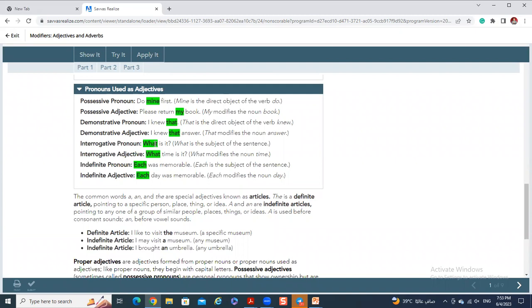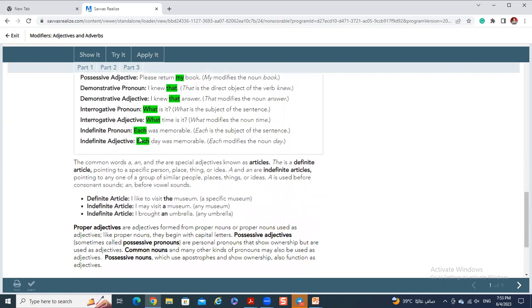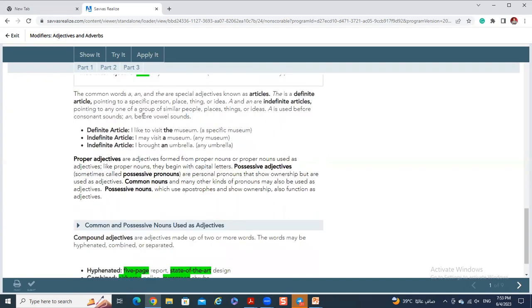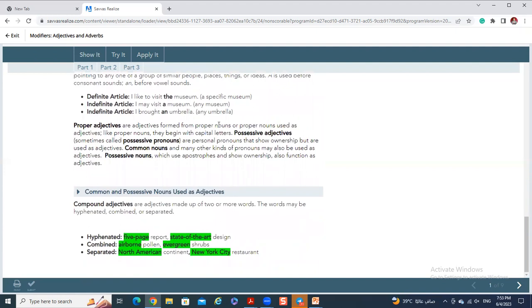The same thing here. "What is that?" This is an interrogative pronoun. How am I going to make it an interrogative adjective? Bring a noun after it: "What time is it?" The same thing for indefinite pronouns. Here, indefinite pronoun, not indefinite adjective: "Each was memorable." Each has nothing after it, but "each day," it's an adjective before a noun. We're not going to talk about the articles, and proper adjectives we talked about before.